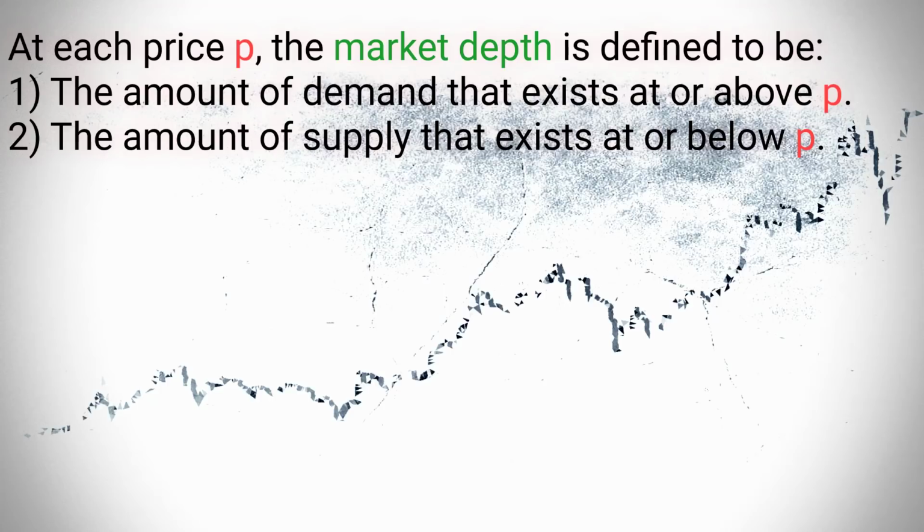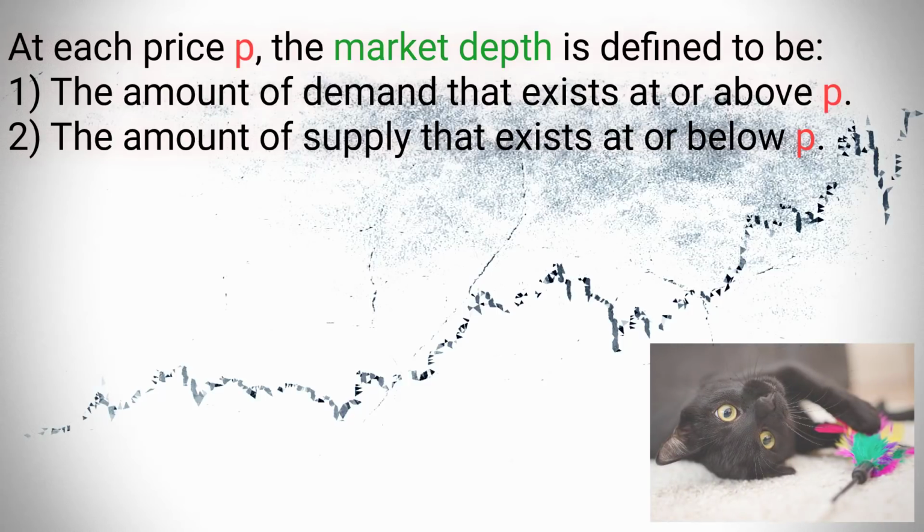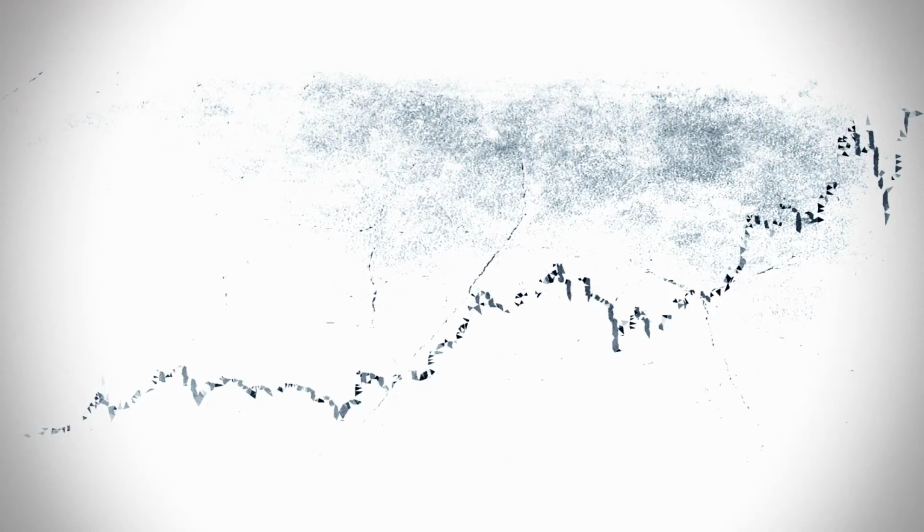At each price, the market depth is defined to be the amount of demand that exists at or above that price, or the amount of supply that exists at or below that price. This definition has two parts and resembles a piecewise function just like we saw before. In fact, this definition is logically the same as the rules for calculating each point on the depth chart. With that being said, the cat is out of the bag. The depth chart shows us the market depth at each price.